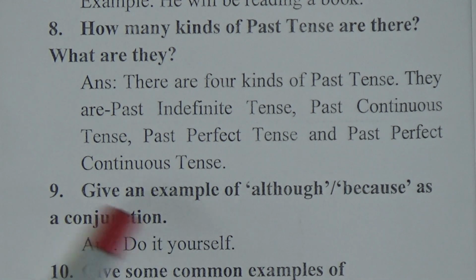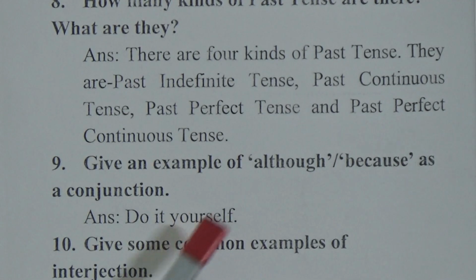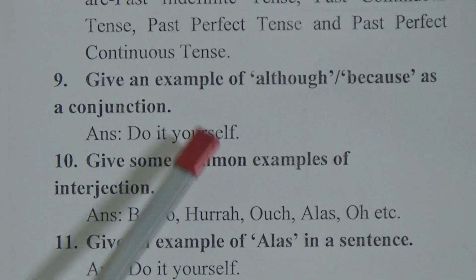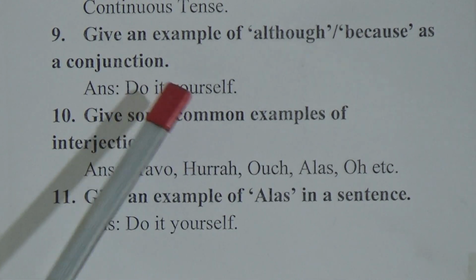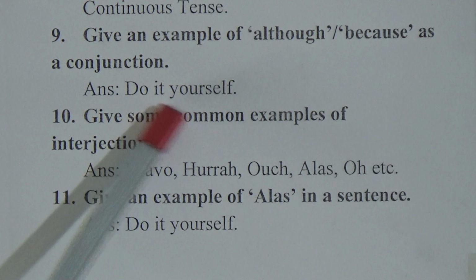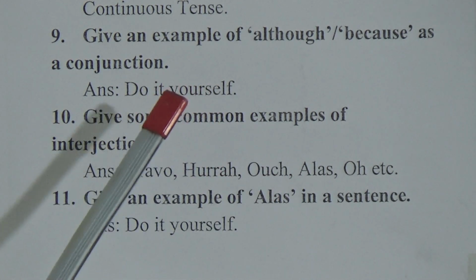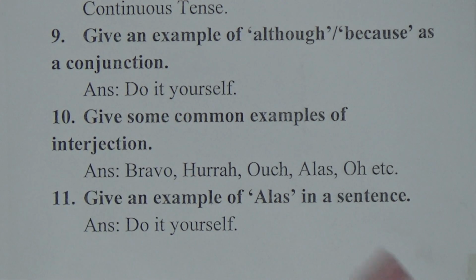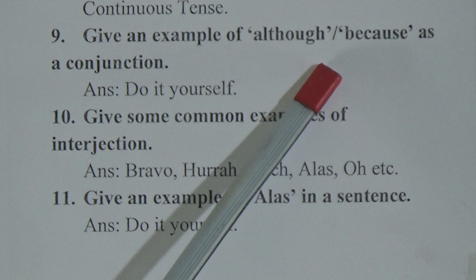Now number 9, give an example of although or because as a conjunction, and it is written there, do it yourself. That means you will make your own answer. Suppose your teacher can ask you to make a sentence with the word because. So you will make a sentence with because. Like, I could not go to school because I was ill. Just like this you will make sentences by yourself.